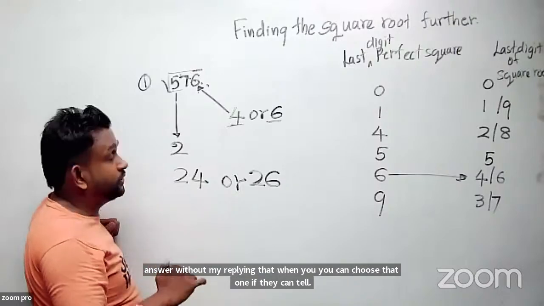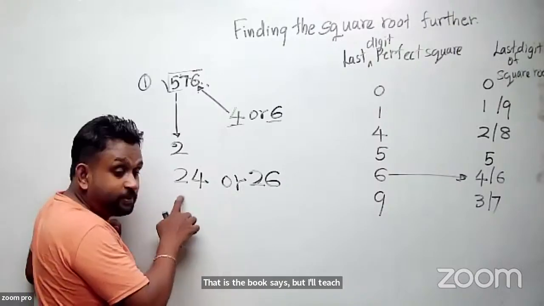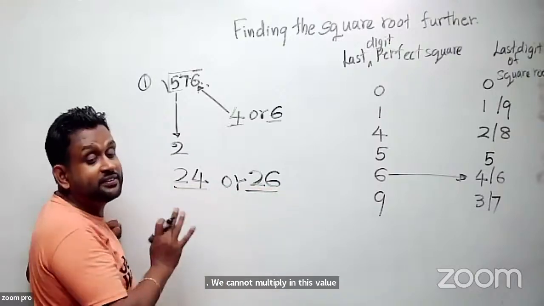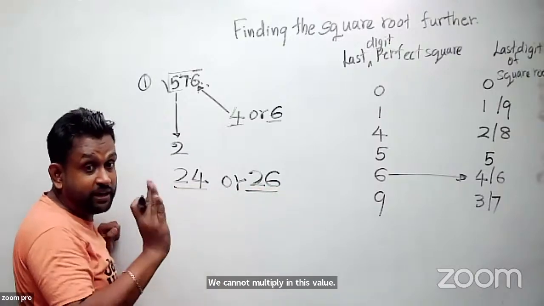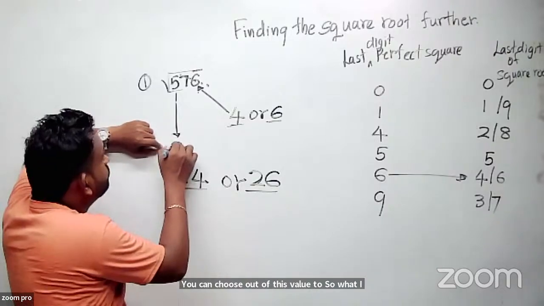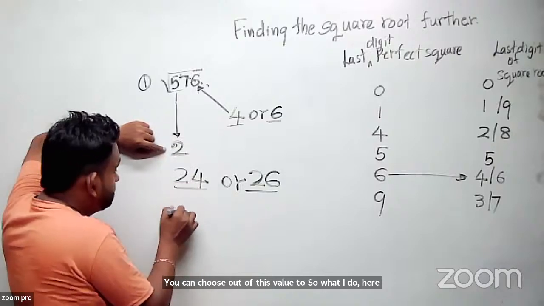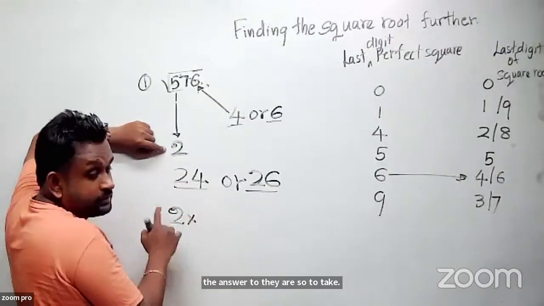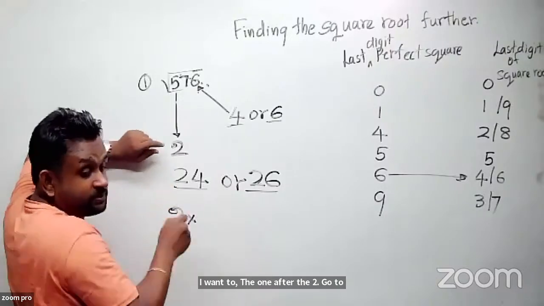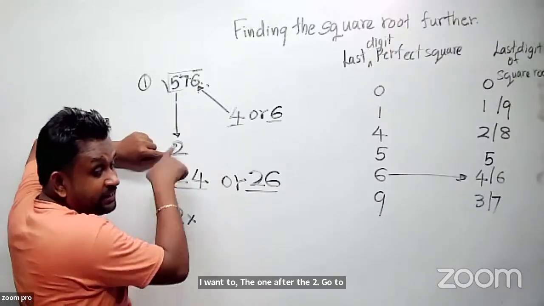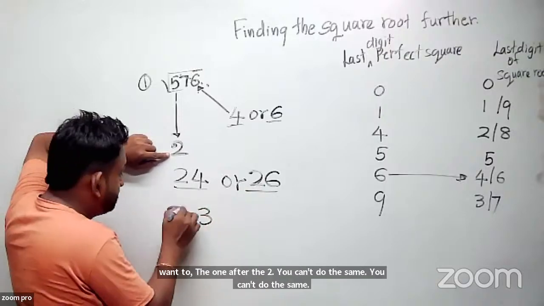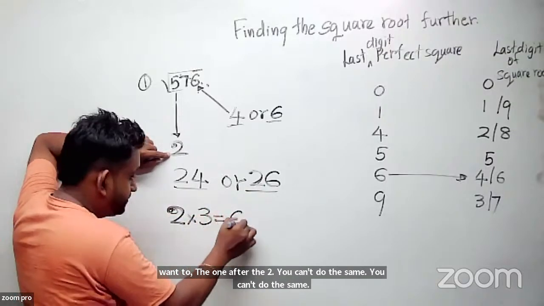But I teach you another method, so that without multiplying you can choose between these two values to find the answer. What I do here: the first digit is 2. So 2 is taken and multiplied with the one after the 2, that is, multiply 2 by the next digit. The digit after 2 is 3. Then 2 multiplied by 3, and the answer is 6.